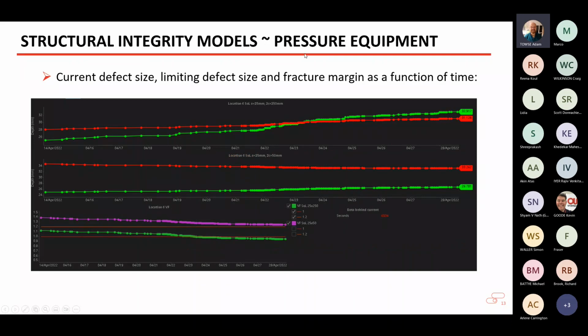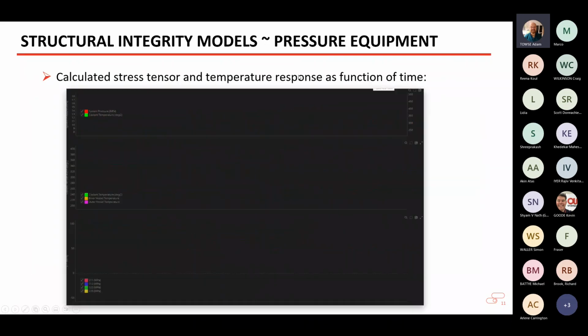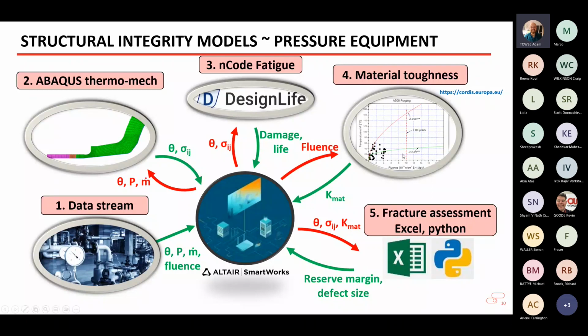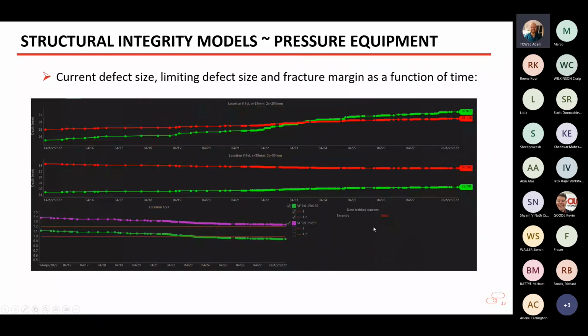So remember, I said in the bottom right-hand corner here, we were doing defect calculations. So this is essentially how those defect calculations go along. The green line is our current defect size. We would postulate that we had a 25 mil deep crack. That's just the way safety cases work.